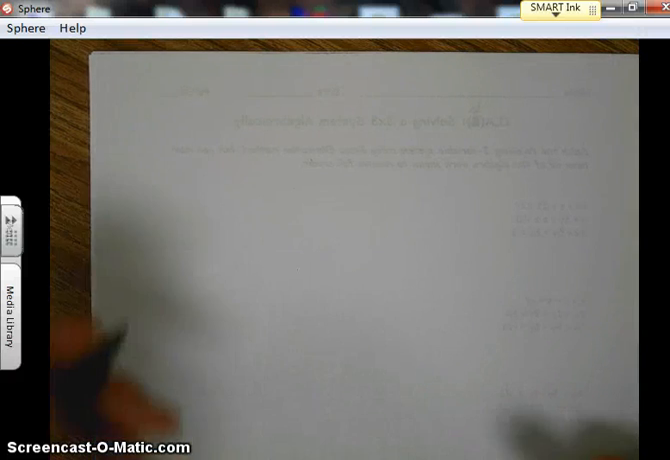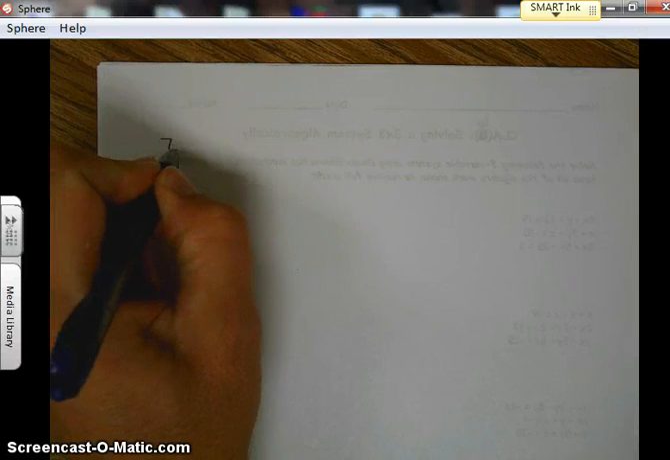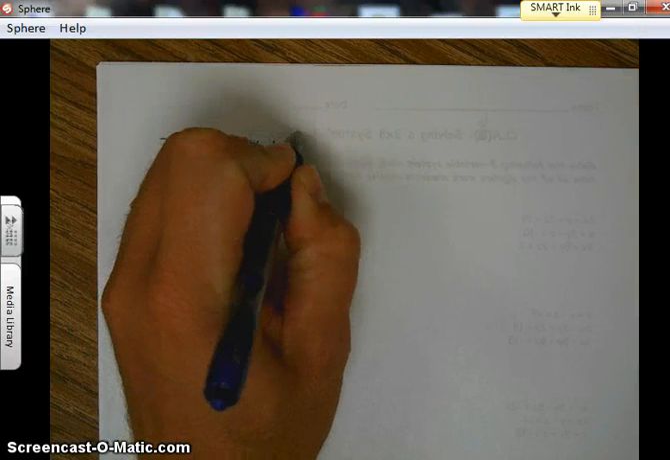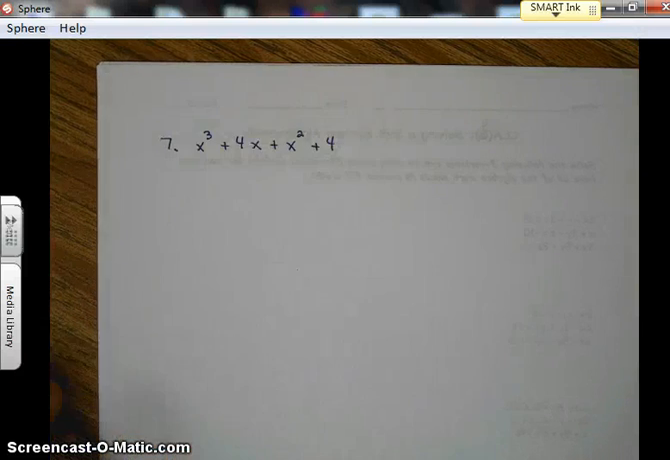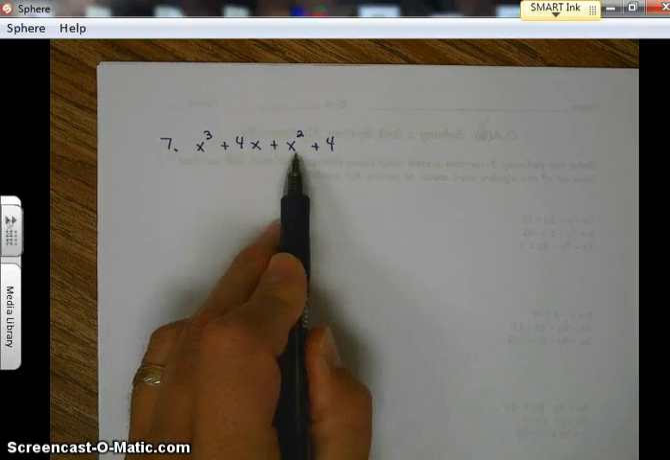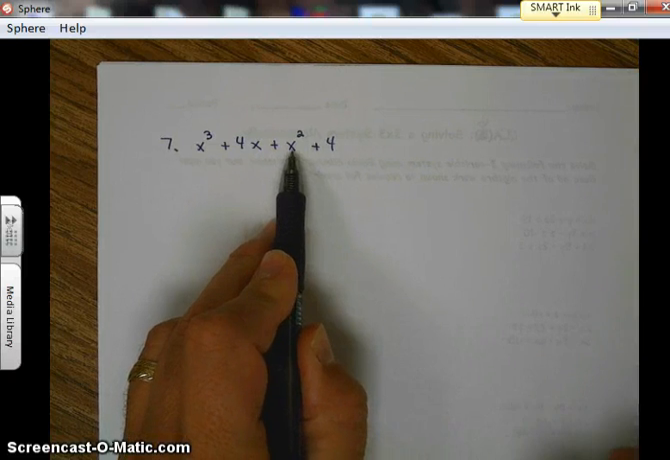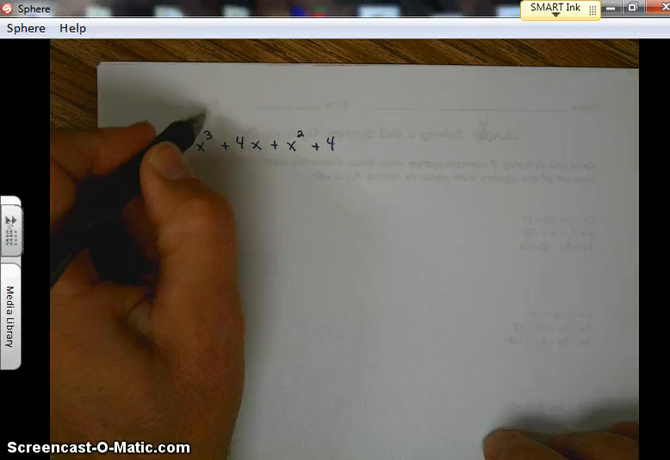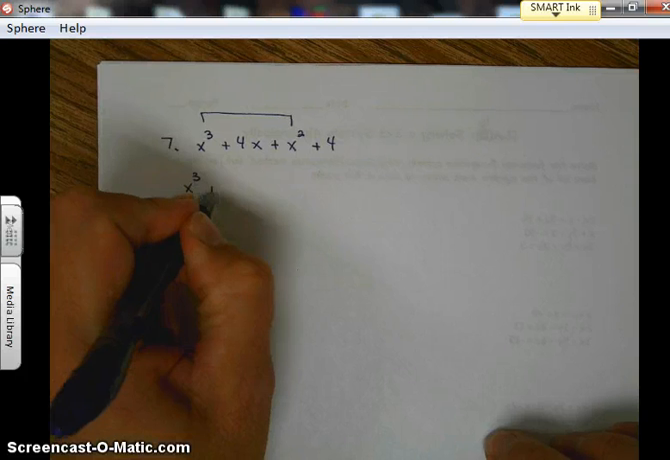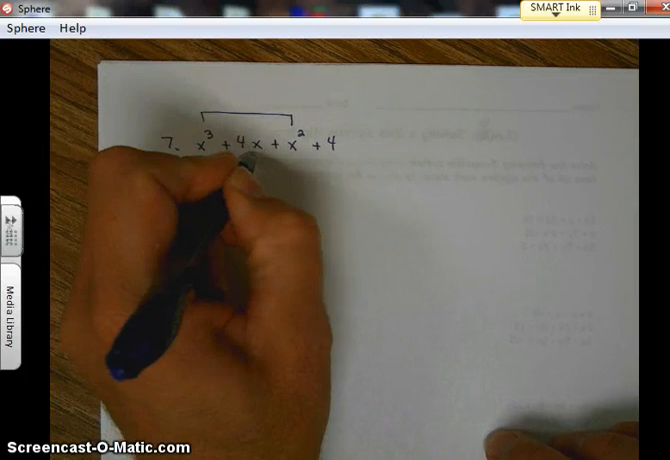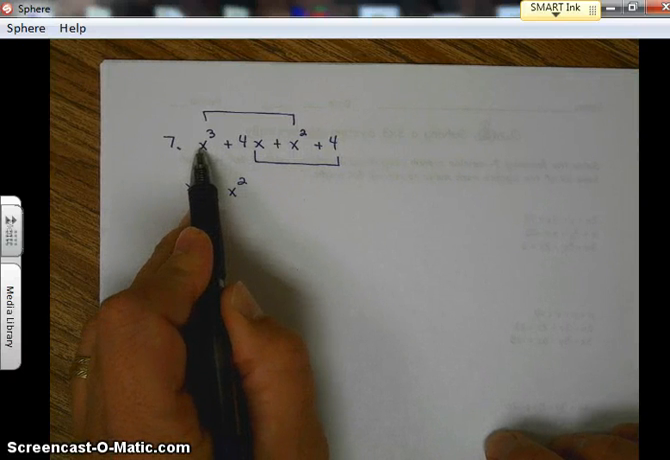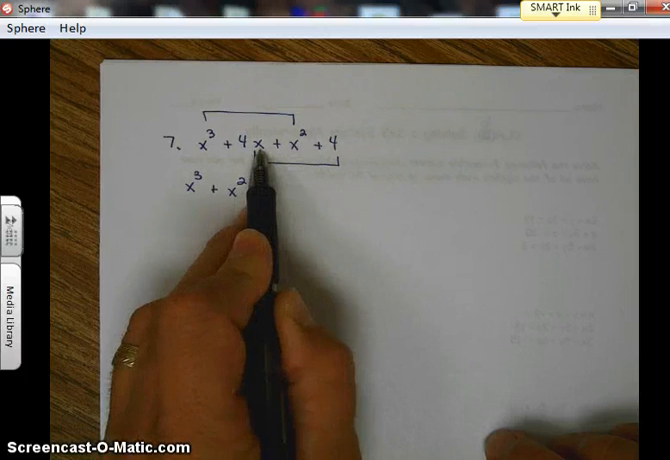So starting with number 7. So factoring by grouping, we want to group together terms where we can factor out a greatest common factor. So for example, we could group these two together, and we can group these two together. Can you see how we can factor out an x squared out of both of those terms? And in this one we can factor out a 4.